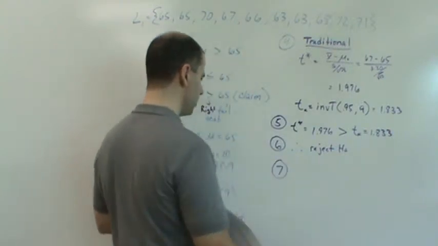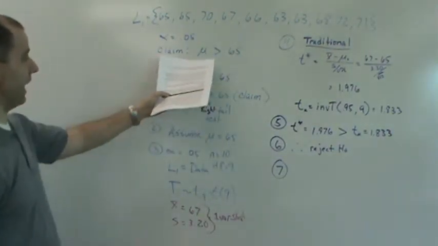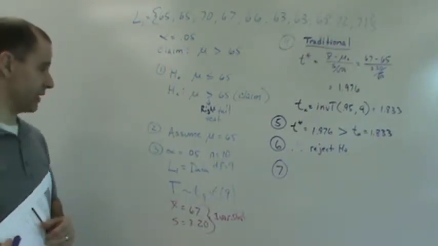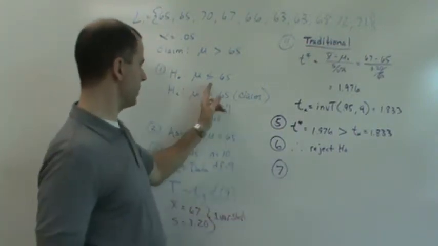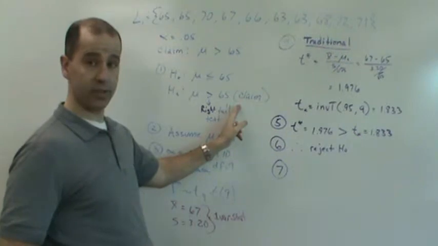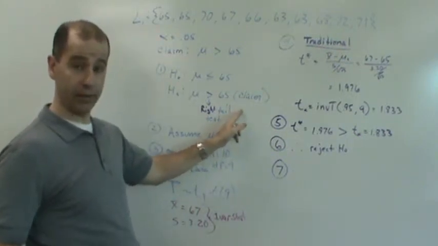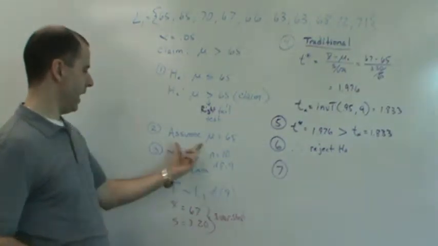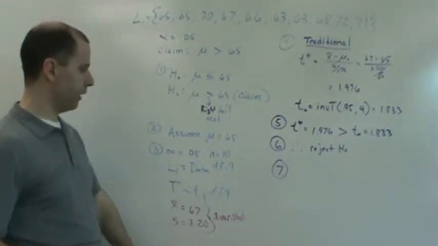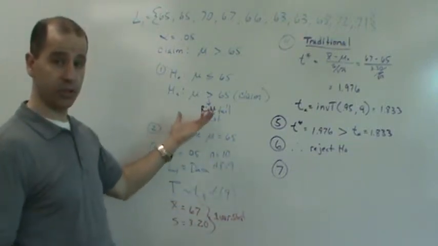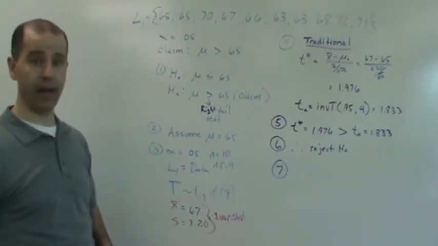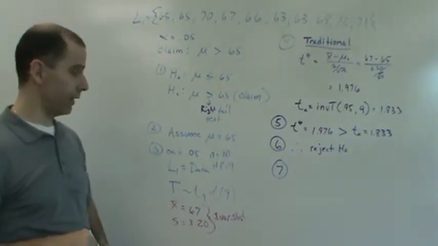And my conclusion, what's the claim? The claim is that the average test score for the first test for all students is greater than 65. So, in other words, since I reject the null, there is sufficient evidence, strong evidence, or significant evidence to support the alternative, which is the claim. So what I would conclude is at an alpha level of 0.05, there is strong evidence to support the teacher's claim that the average score for all students on this exam is greater than 65 based on this sample data. Okay, and that's what I would put.